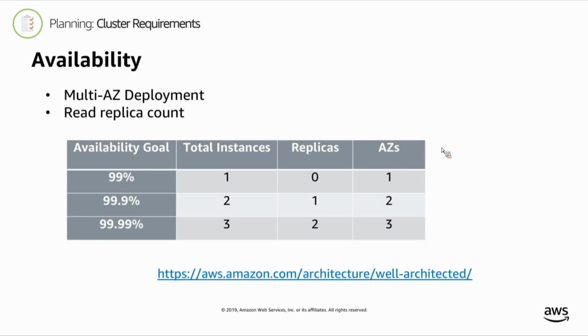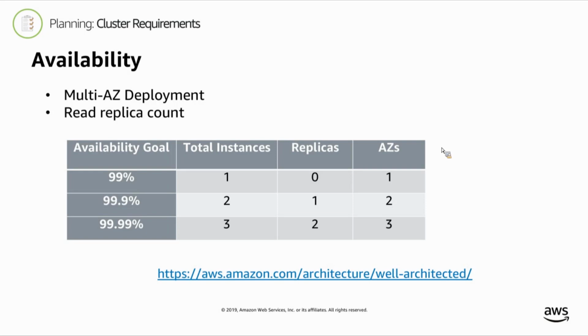So figuring out your cluster requirements in part depends on understanding what your availability target is. DocumentDB offers configurations that have availability goals between 2 and 4 nines of availability. And these depend mostly on the number of instances that you have deployed across availability zones for your DocumentDB cluster.